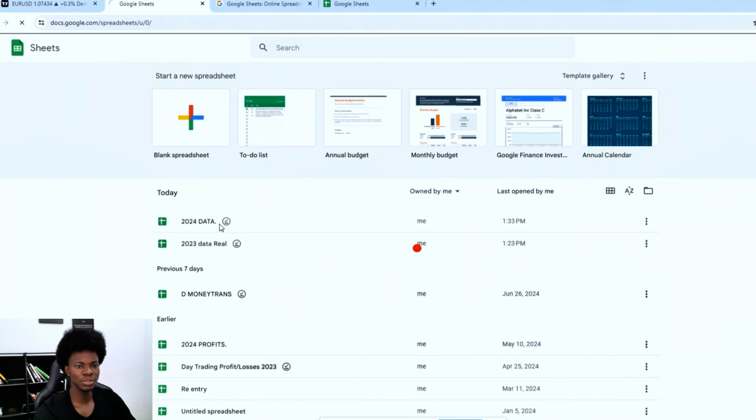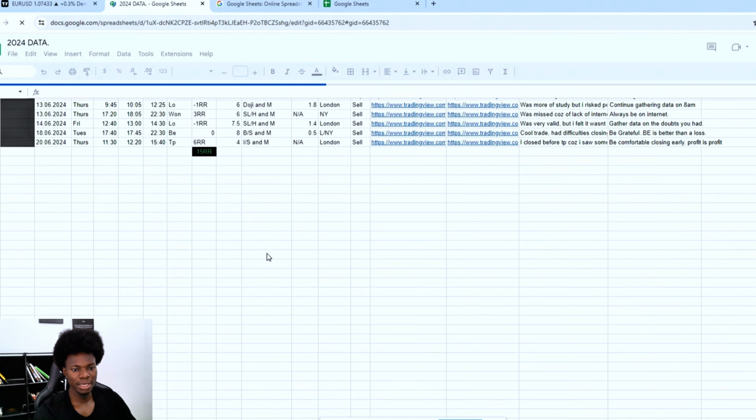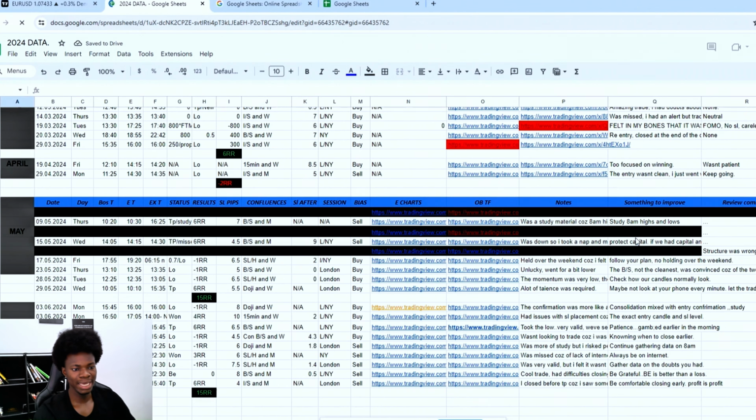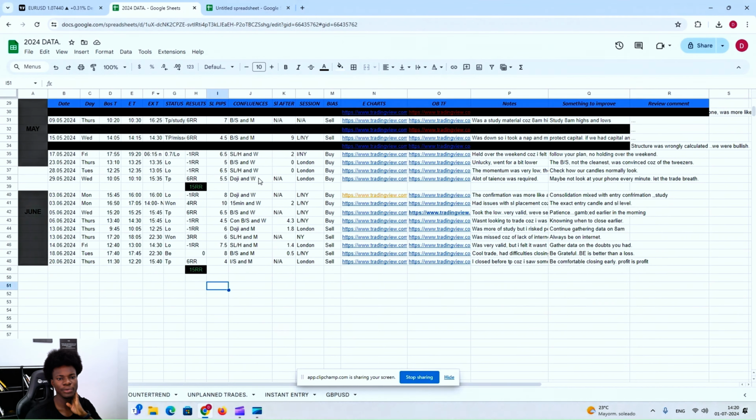Today, I'm just going to go to 2024 data. So right here, I'm just going to focus on May and June. So the things that are very important for me, that's what you see here. I need to know the date, I need to know the day, I need to know the breakout structure at the time, I need to know the entry time, I need to know the exit time, I need to know the status, which means it's either TP or stop loss or win or lose, and I need to know the result, which is did I win the trade or did I lose it.